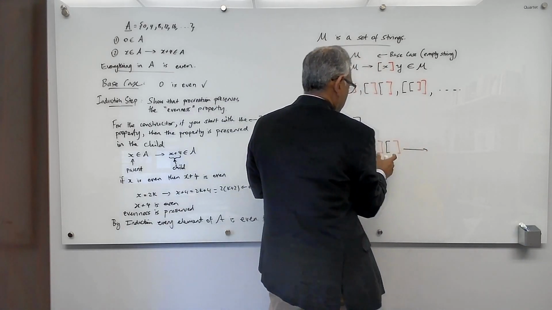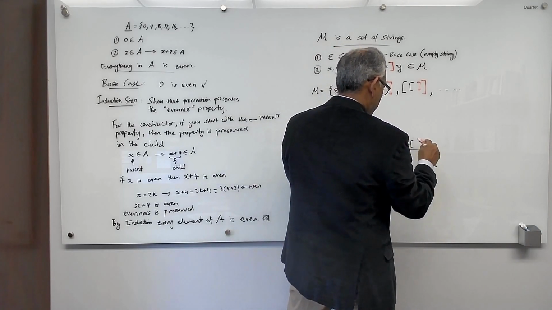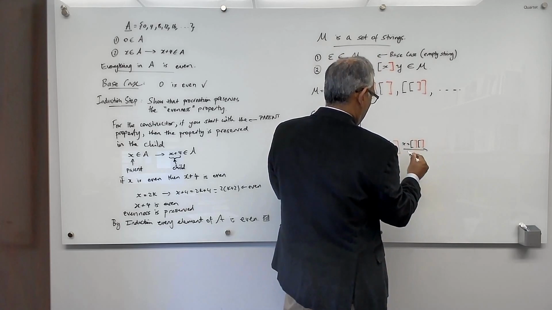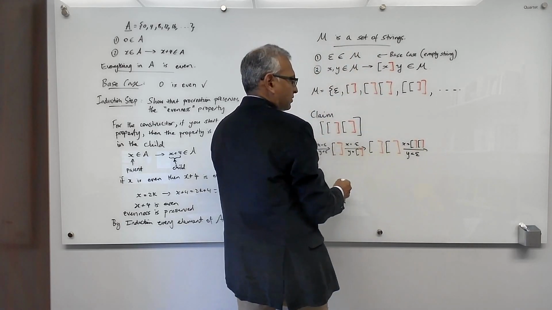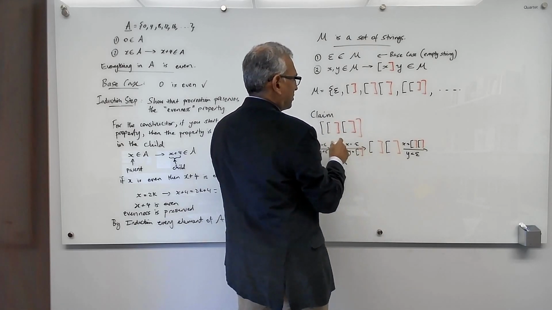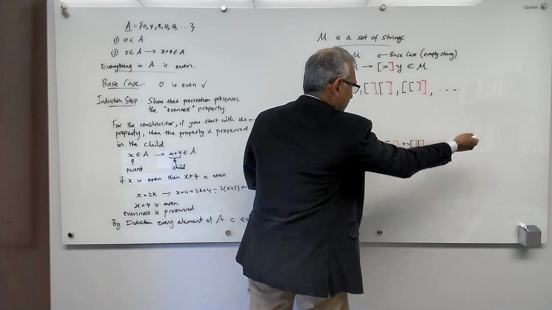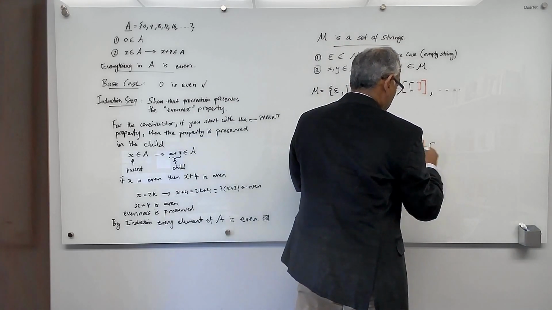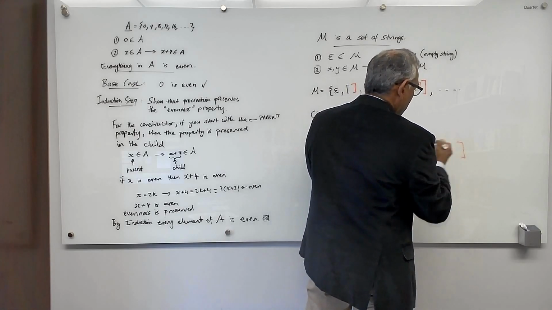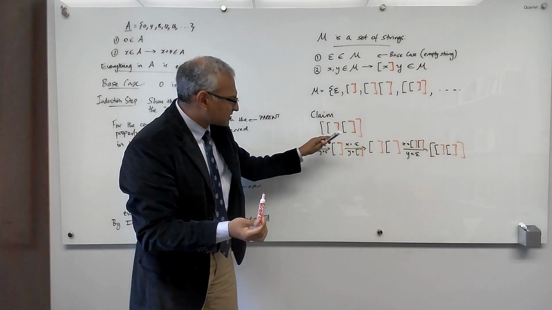So if I use this guy as x, and y equals epsilon, what that's going to do is put an open and a close around x, so around this guy, and then produce y, which is nothing. So I get an open and a close around x, which is an open, close, open, close. And there I've derived this guy.